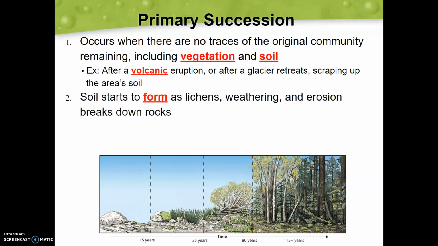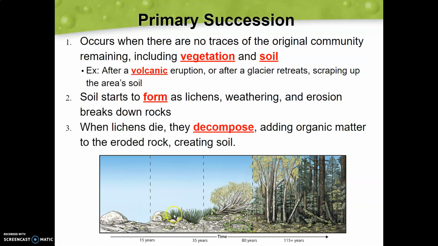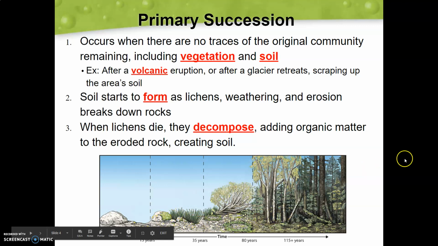Soil forms as lichens accumulate here. Weathering and erosion help break down that rock. So remember, erosion is basically breaking down. When these lichens die, they are organic organisms, so they decompose and add organic matter to that rock and help create our soil. Okay, so you can see that timeline here. We start with rock, and eventually have lichens helping create soil over time. So make sure you have filled in your notes page.